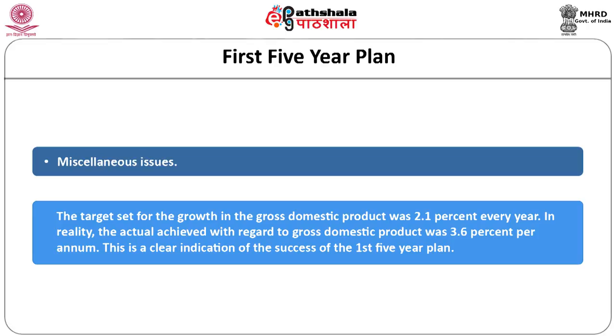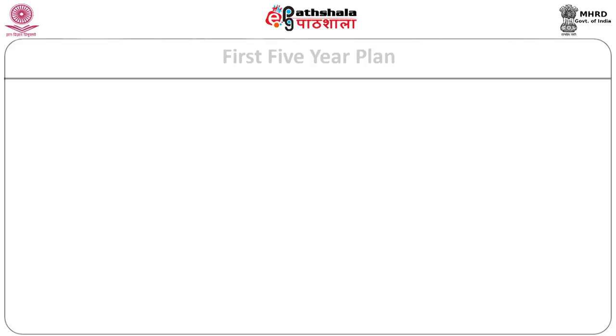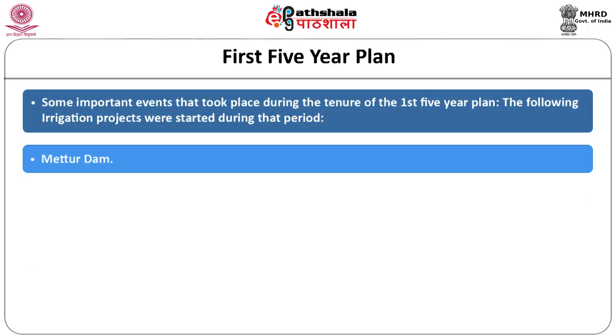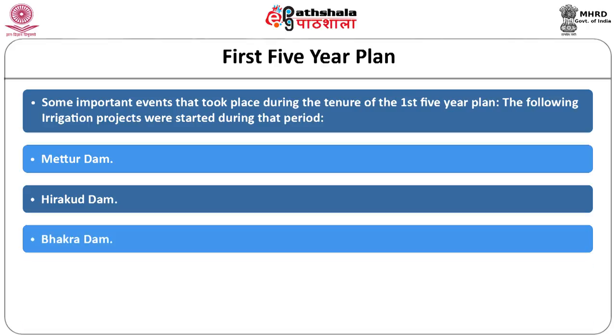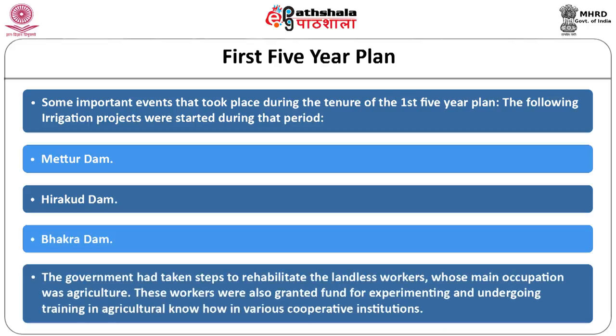But we could grow at the rate of 3.6% per annum. And this is a clear indication of the success of the first five-year plan. Important achievements during that period were the Hirakud Dam and Bhakra Dam, which were constructed then. Agriculture particularly got some strength, and the landless workers also got employment out of these activities.